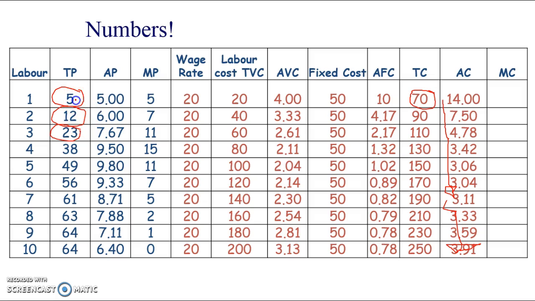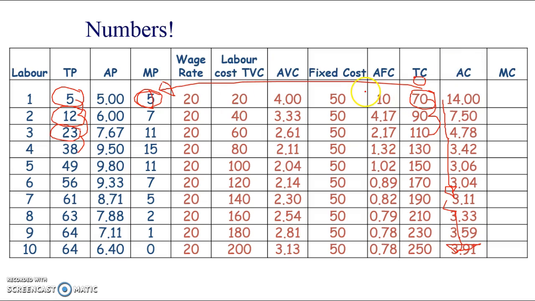So what we have to do is work out the difference between that and that and that and that and that and that. So basically the marginal product, and work out the difference between total cost and then divide by that marginal product. So the difference between 0, as it would be, for the total costs are 70 divided by the marginal product, which is 5.